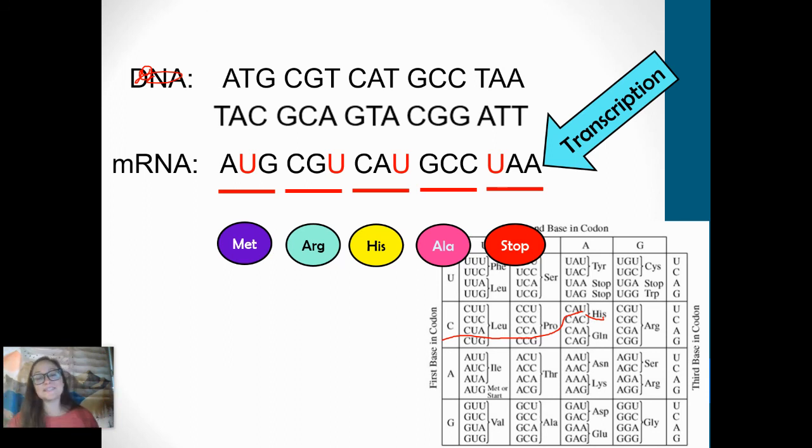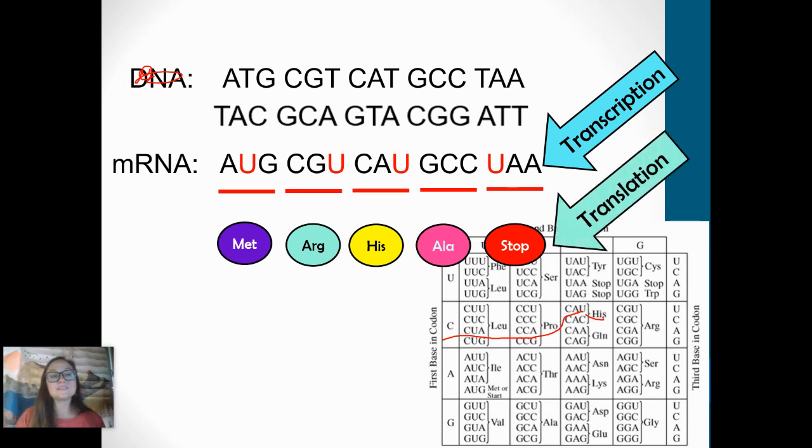So this second step here, when we went from messenger RNA to an amino acid sequence, is called translation. All right, so these are our two steps involved in building a protein, and this whole process is called protein synthesis.